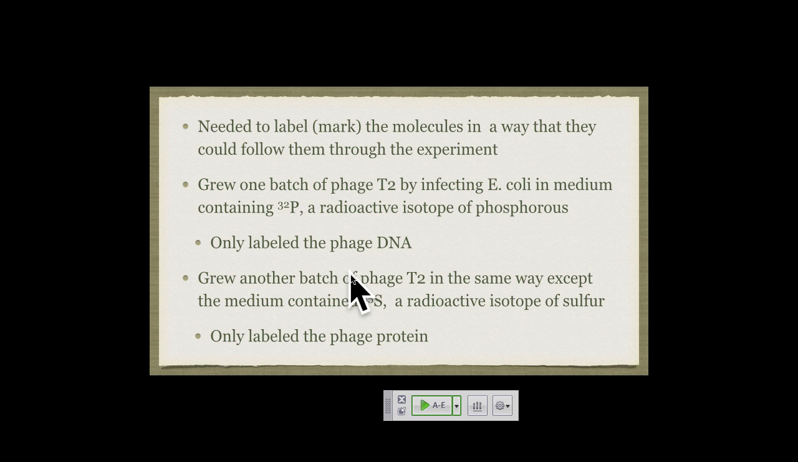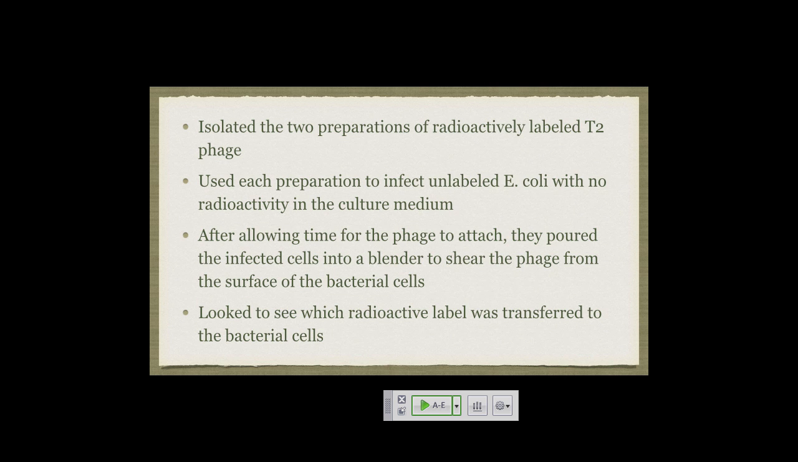So they had one batch of bacteriophage where the proteins were labeled with radioactivity, and another batch where just the DNA was labeled. Okay, then they isolate those bacteriophage, infect the cells, let the phage transfer whatever material is going to go into the cells, and then our old friend the Waring blender is used to generate shear forces to throw the phage off the surface, and ask what molecule is inside the cell.